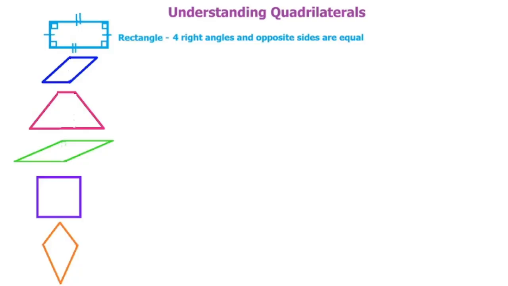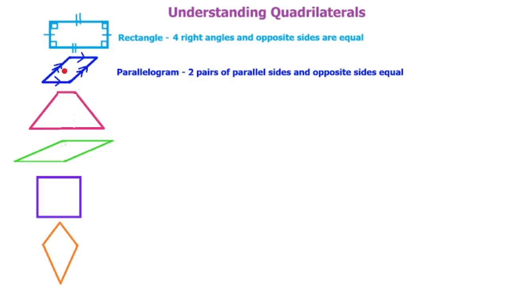This is a parallelogram. It has two pairs of parallel sides and opposite sides are equal. So this is parallel with this and it's also equal in length to this side. And same with these two. These two are parallel to each other and they're also equal to each other, the side length.